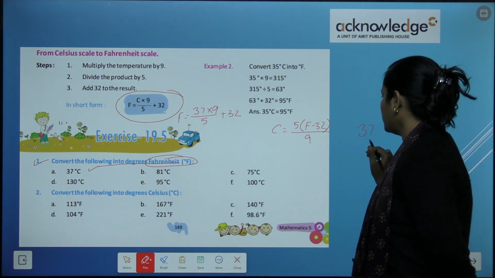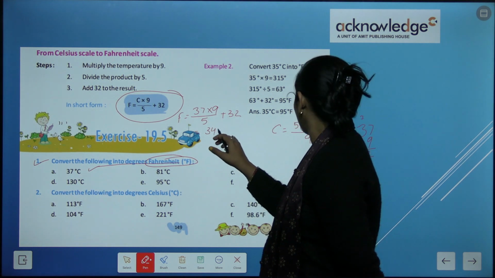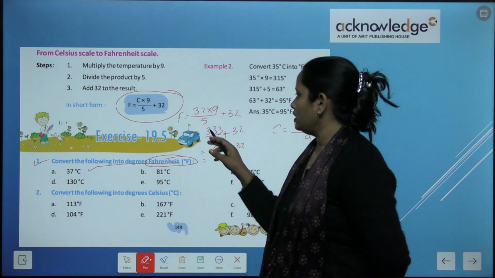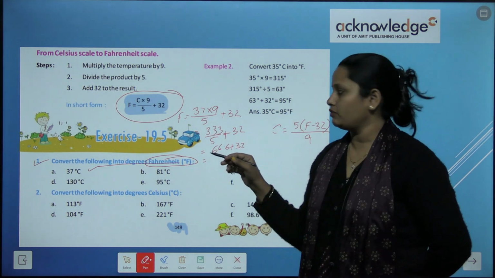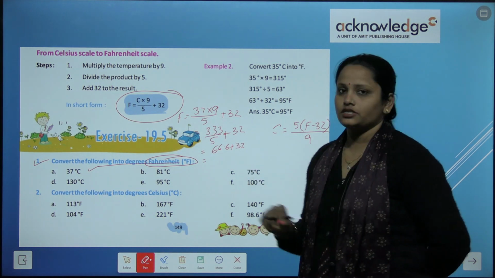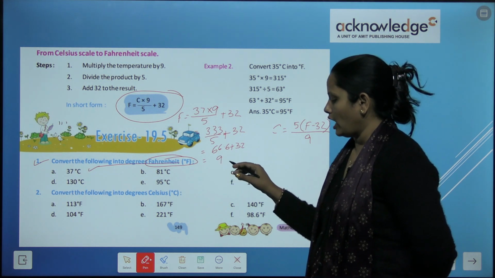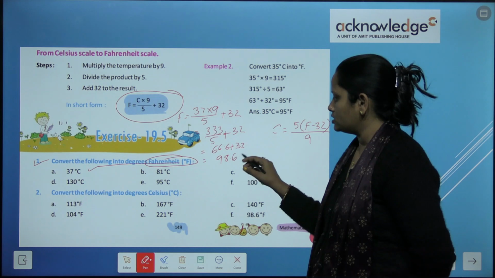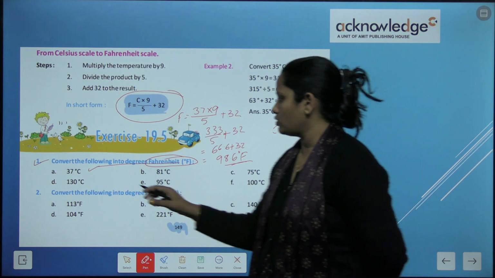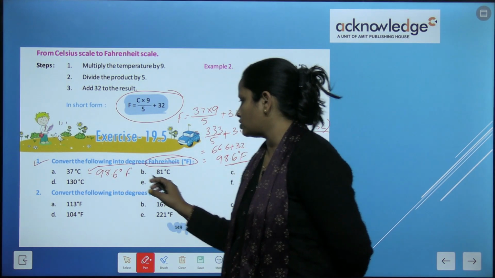So let's multiply it by 9. So children, when we multiply this 37 by 9, we get 333 and when we divide this by 5, we get 66.6. Now we have to add these two numbers. So on adding, we get 98.6 degree Fahrenheit. So this is the answer of this question. Similarly, you have to find the answer of the rest questions.